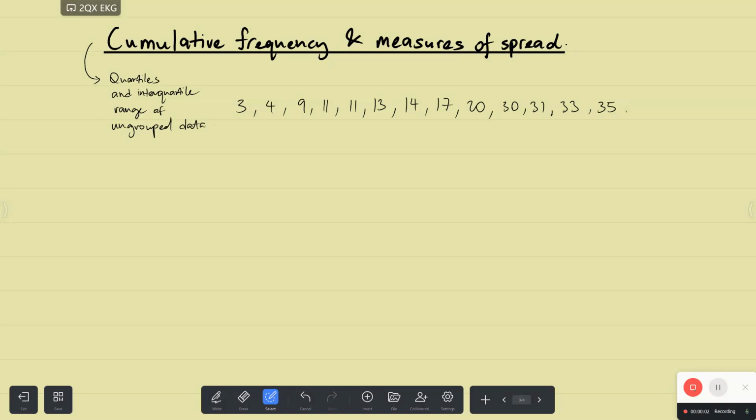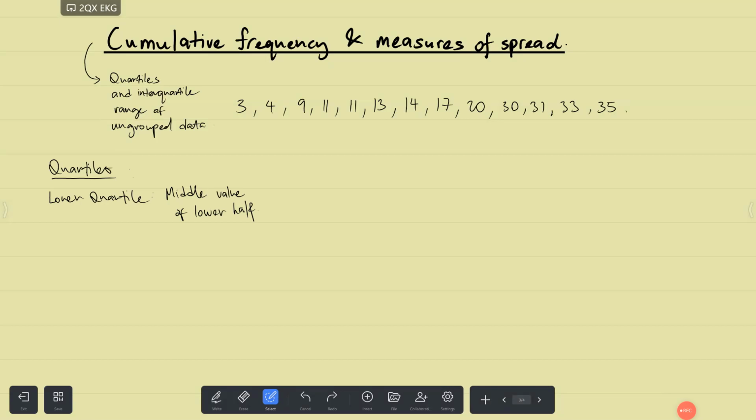Hi everyone, in this video we'll be running through quartiles and interquartile range of ungrouped data sets. We need to understand there are three kinds of quartiles that we're interested in, especially for ungrouped data sets. They are your lower quartile, which is defined as the middle value of the lower half.